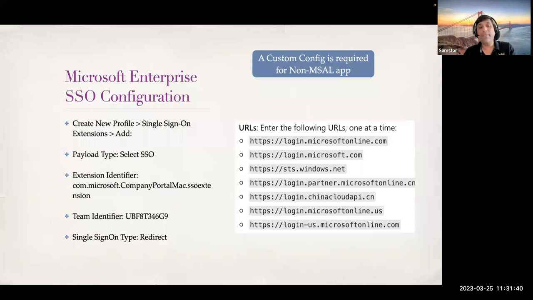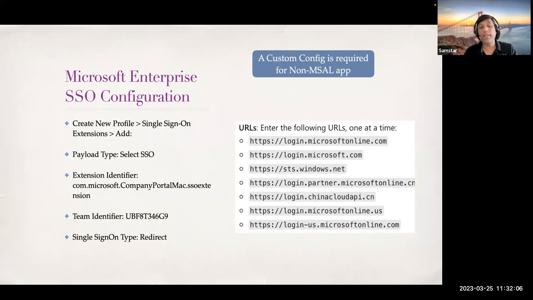After that, it will ask you what the extension identifier is. The extension identifier is, and must be, com.microsoft.companyportal.mac.sso extension, because the Company Portal application has that broker which will help you in the single sign-on experience. And the team identifier for the app is whatever is mentioned here.